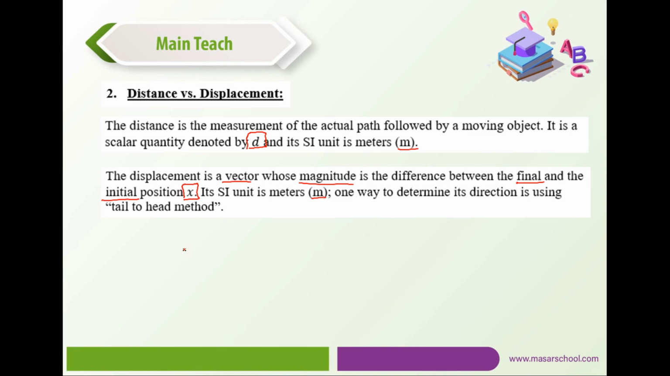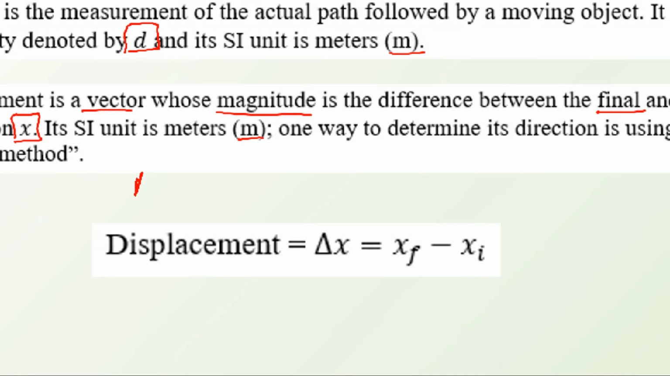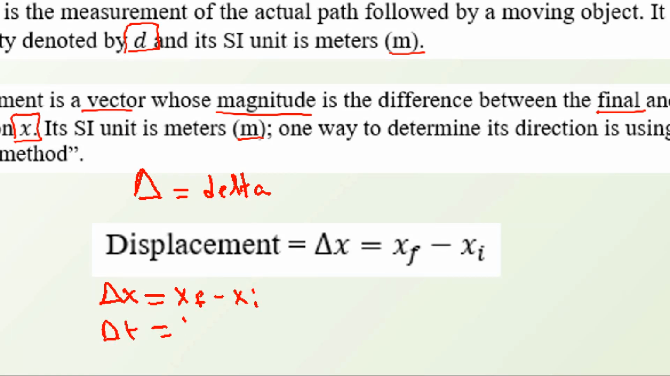One of the ways in order to determine the direction of the displacement vector is using the tail to head method that I will refer to in the following example. Now the displacement is given by delta x, which is the final position minus the initial position. Now the Greek letter, which is the triangle, is known as delta. Now if delta is followed by x, that would be the final position minus the initial position. If delta is followed by t, that stands for time, that would be the final time minus the initial time.